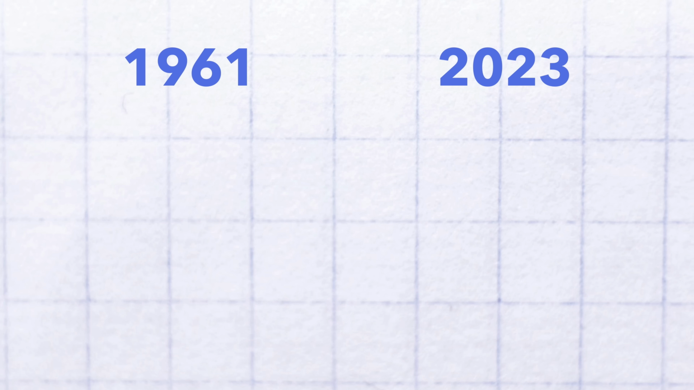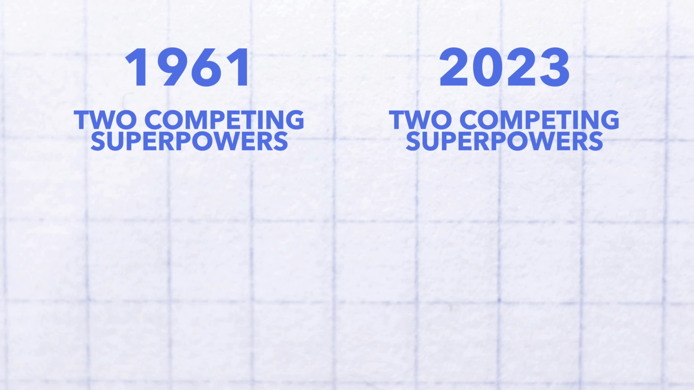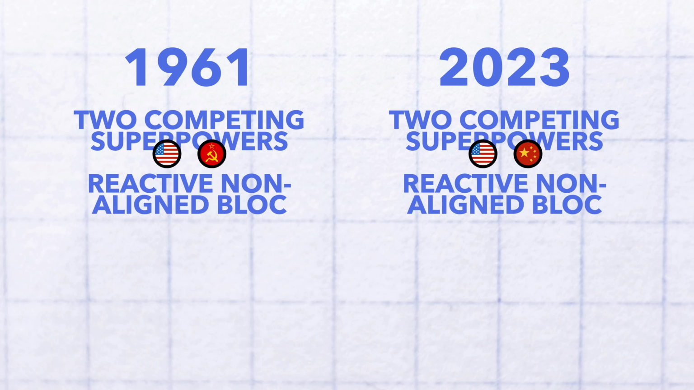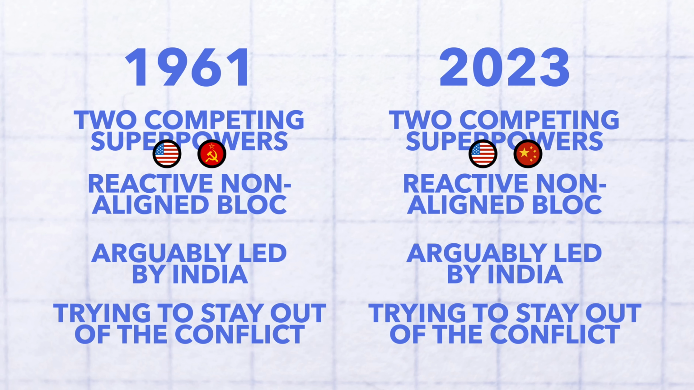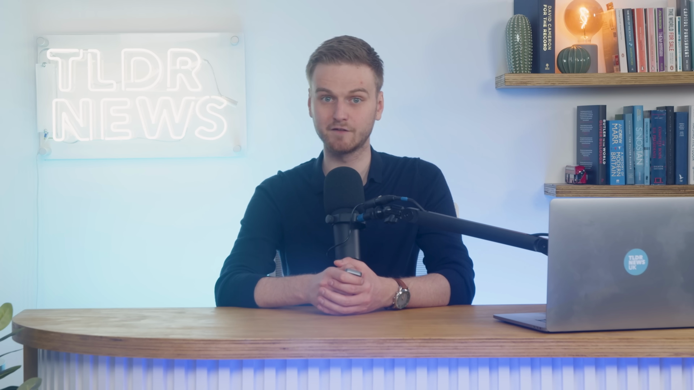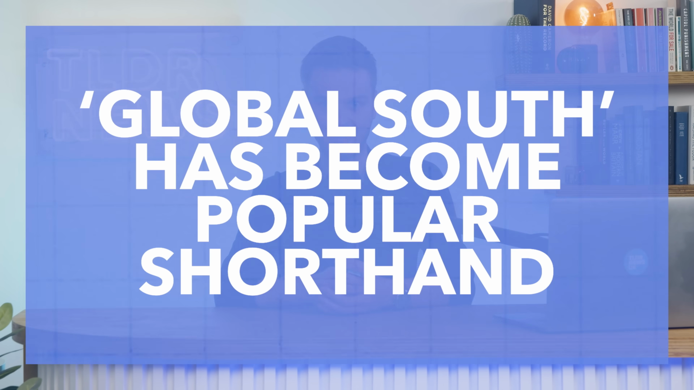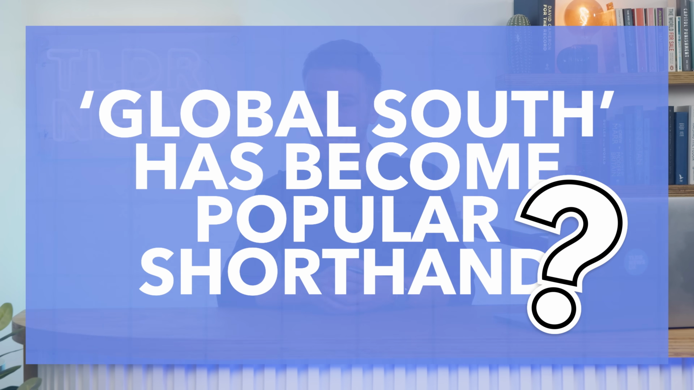There are conspicuous parallels here with the geopolitical situation today. Again, you've got two competing geopolitical powers, this time the US and China, trying to win over Global South countries, and a reactive non-aligned bloc, arguably led by India, trying to forge a middle way through the geopolitical conflict. In this conflict, the term Global South has recently enjoyed a bit of a resurgence, and is now a popular shorthand with journalists and politicians alike. So let's take a look at what the Global South means today and its role in this new international order.